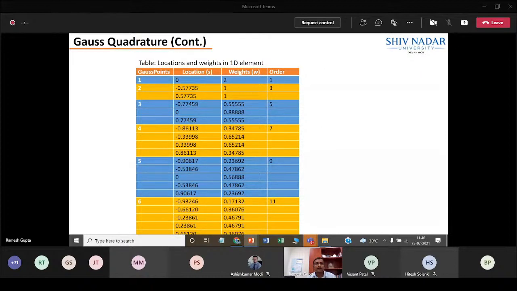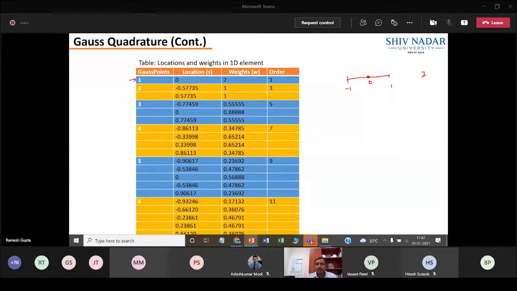So if you look at the table, it should be read like this. If you have one Gauss point within that domain, the location is at 0. That means exactly at the center. Usually the domain is specified between -1 to 1, so when it says 0, the location is exactly at the center. And what is the weight you have to multiply? You have to multiply with 2. That is how you have to read this table.